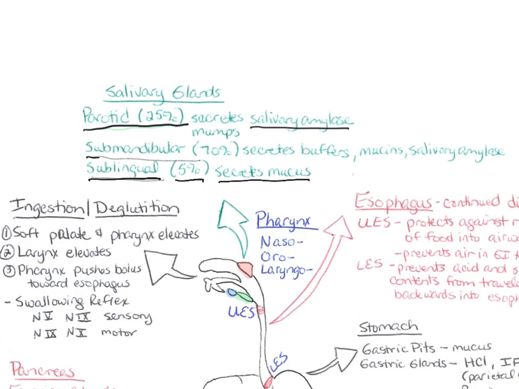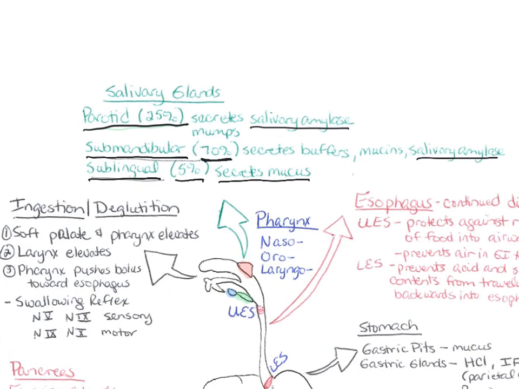Then finally we have the submandibular gland. That makes up the most amount of the saliva, 70%. The submandibular glands are on the inner surface of the mandible, and they empty into the submandibular duct and then into the mouth. They secrete buffers and mucins, which are glycoproteins, as well as salivary amylase. Again, salivary amylase starts the digestion of carbohydrates, so carbohydrate digestion begins in the mouth.